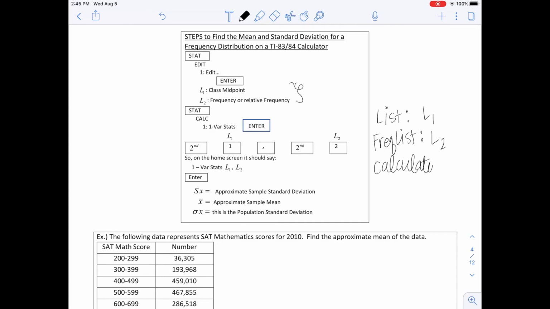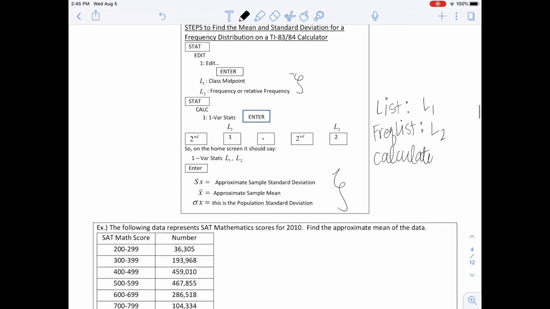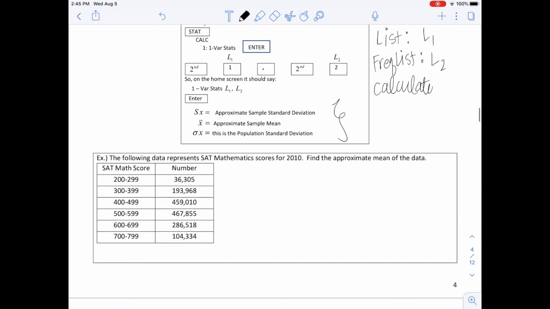And you want to just go down and hit enter on calculate. The output, though, will be the same for everybody. So we have Sx, which is the approximation standard deviation that we have for the sample. X bar is your approximate sample mean. Sigma x is the population standard deviation. And again, that's an approximation that we would have.